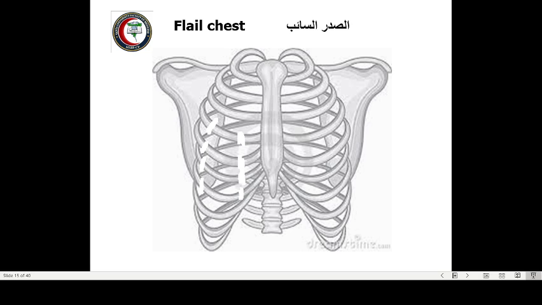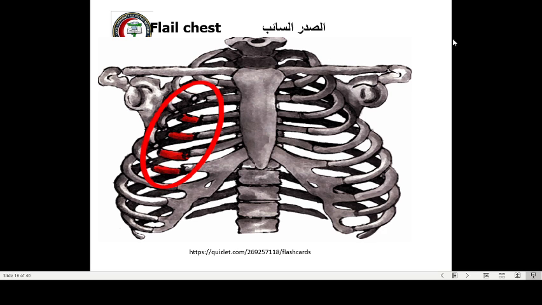So in flail chest, we have multiple fractured ribs under each other. They are multiple, 3 or more ribs, on one side, they may be on both sides. The problem here is the broken segments act independently of the thoracic cage. They are attached only to the thoracic cage by muscles and ligaments. So they act independent of the rest of the thoracic cage.